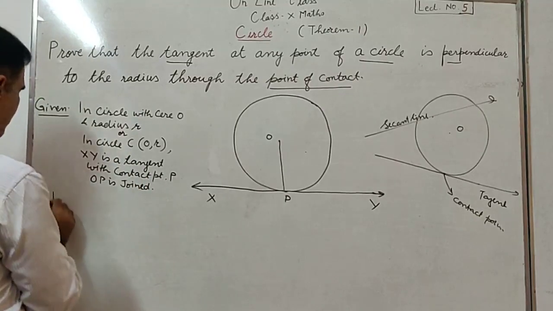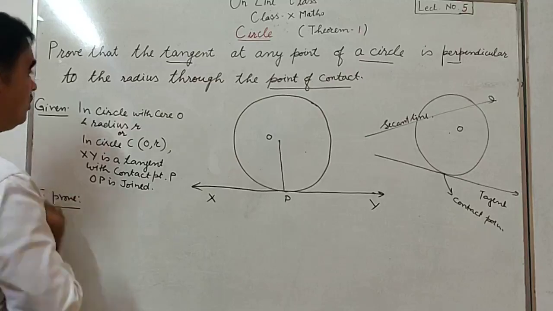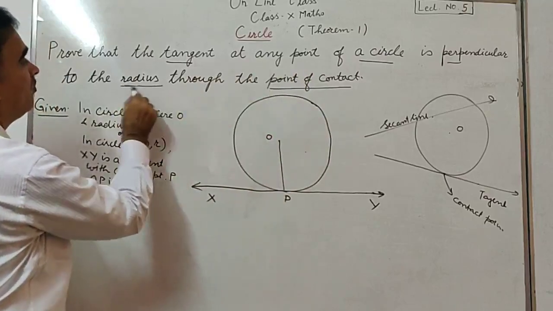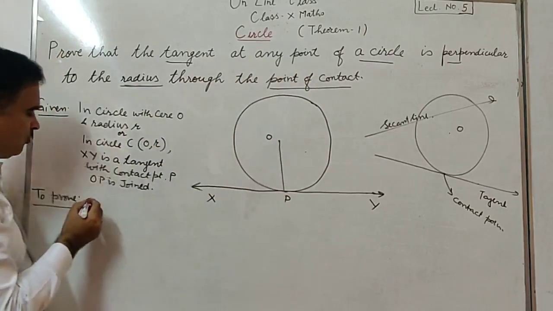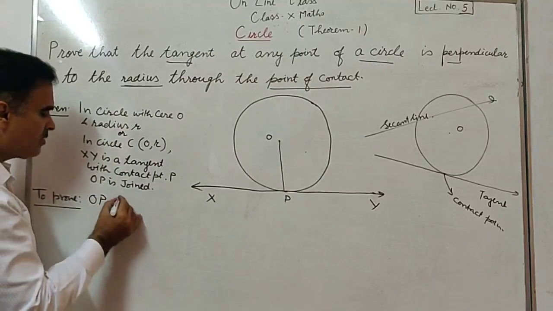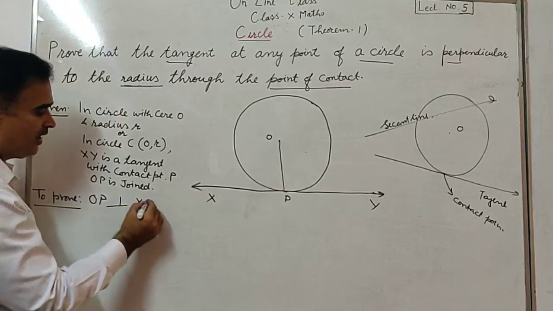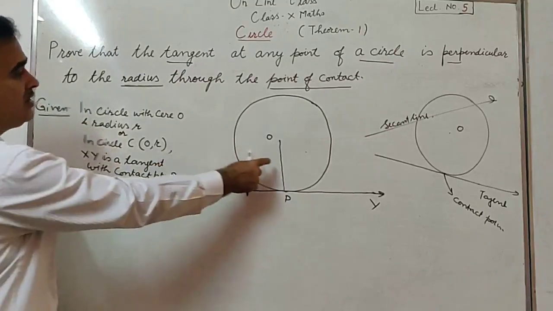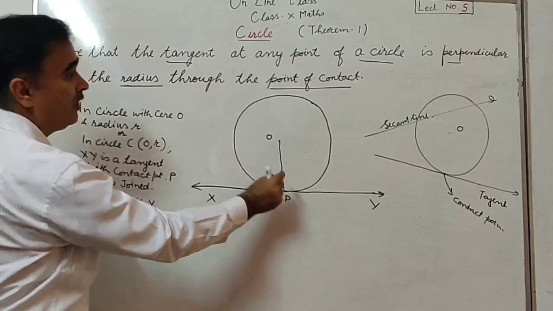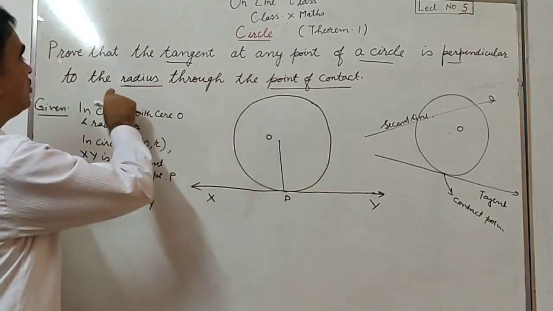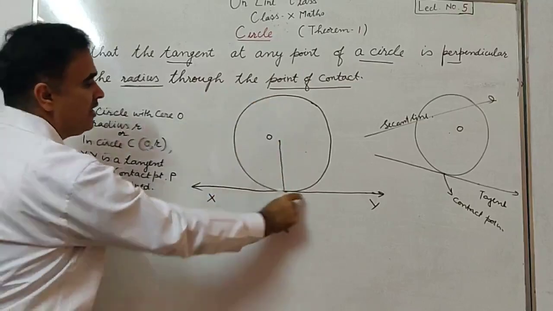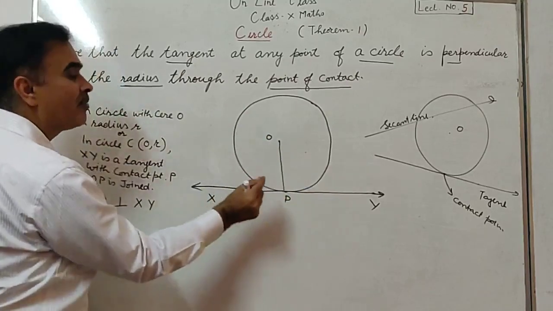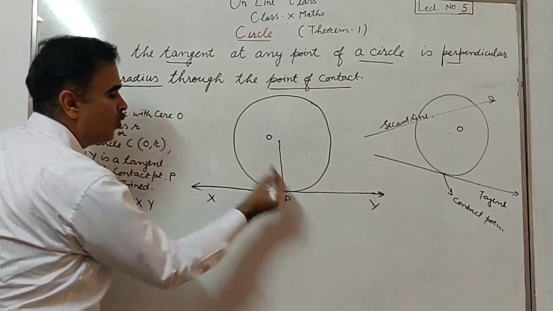To prove, what do we have to prove? The statement says the radius through the point of contact is perpendicular. This means we have to prove OP is perpendicular to XY. XY is the tangent and OP is the radius, from the center to this point. The tangent to a circle is perpendicular to the radius through the point of contact. We can say in another way, the radius and tangent are perpendicular to each other at the contact point. We have to prove this.